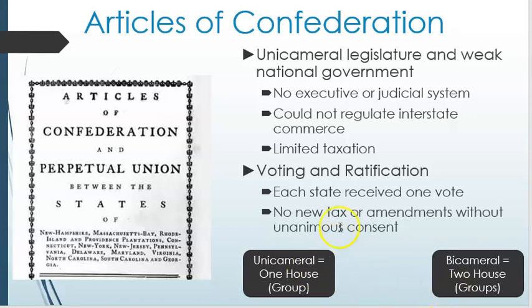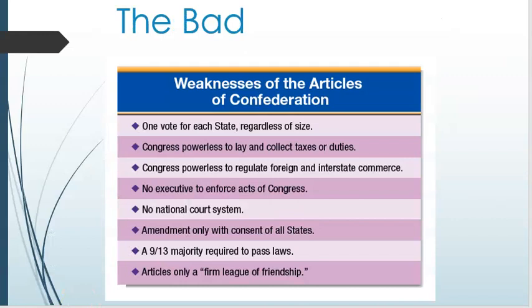And so these are two quick terms: unicameral, one house or group; bicameral, two houses or groups. And this is going to come in handy a little later, so just keep these in mind. So we're going to move forward to the bad of the Articles.